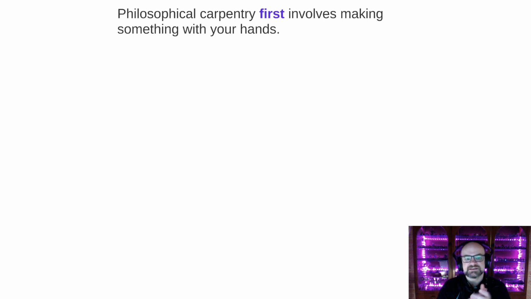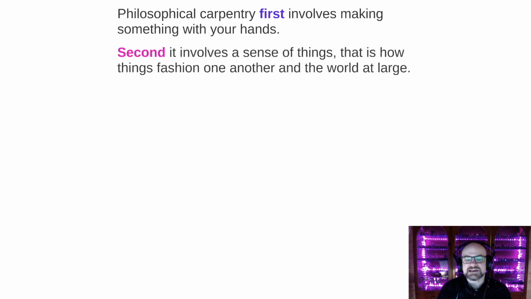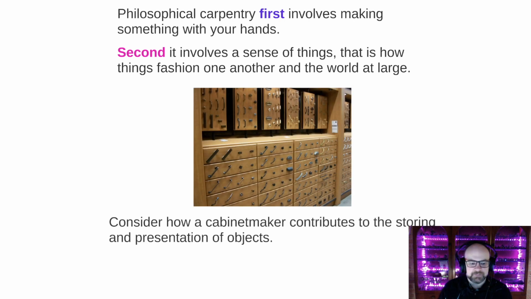So Bogost says that philosophical carpentry first involves making something with your hands. Second, it involves a sense of things. That is, how things fashion one another and the world at large. Now, this is a really great point. He says, consider how a cabinet maker contributes to the storing and presentation of objects.